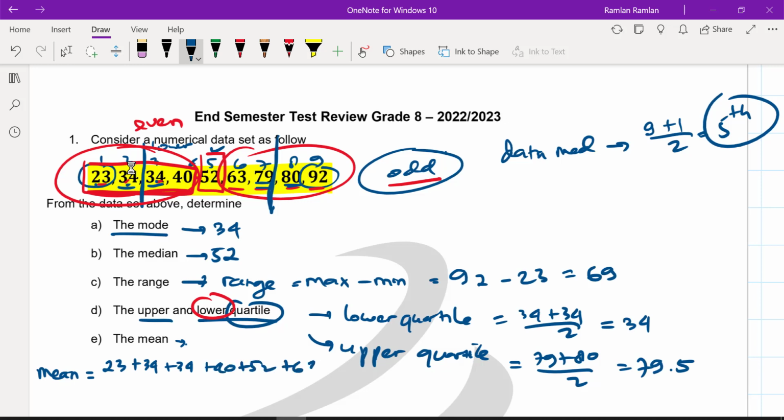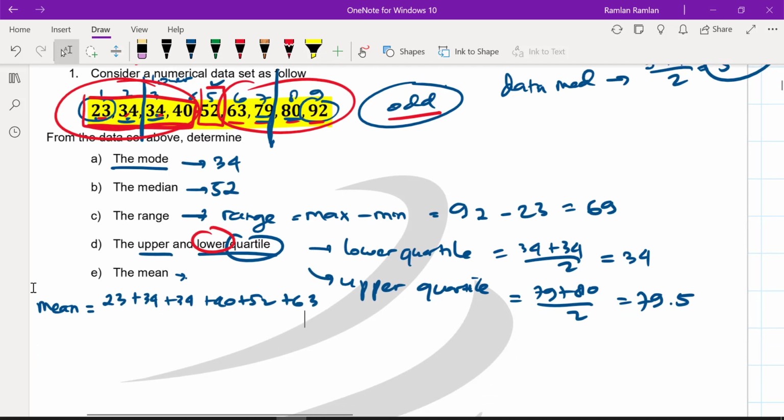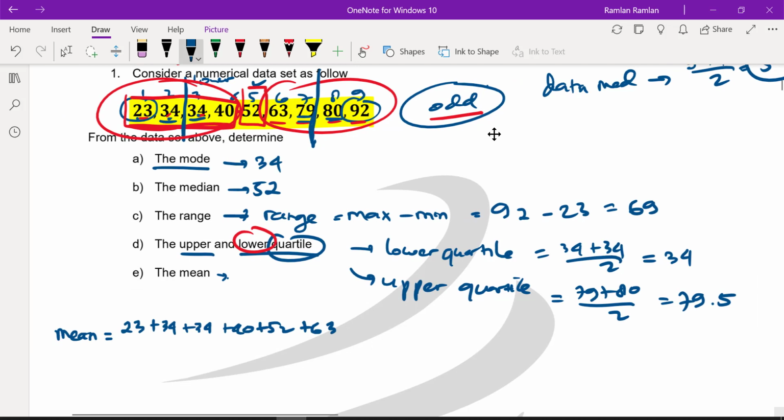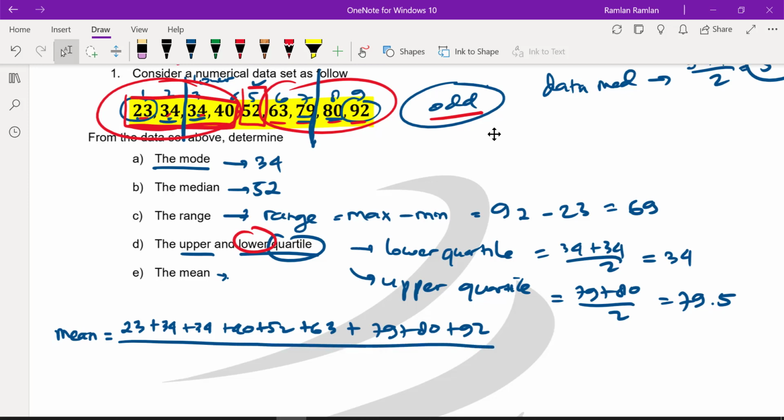and then plus 63. I'm running out of space, guys. I'm going to move this a little bit down over here. Wait, let me check that. Okay, so plus 79 plus 80 plus 92, and then divide all of that by 9 because we have 9 data. If we add them all together on the top, that will be 497 over 9, and you can use the calculator and you will get 55.2222 and so on. Because this is a recurring decimal, you can write it down like this. So this is going to be the mean.